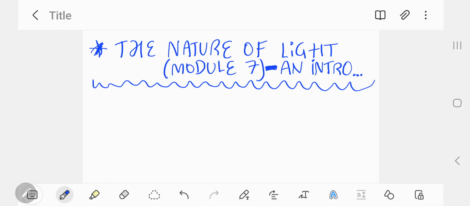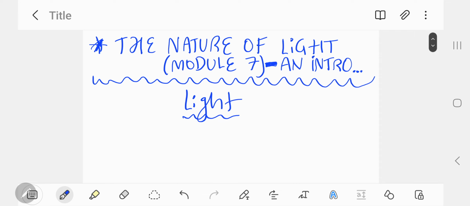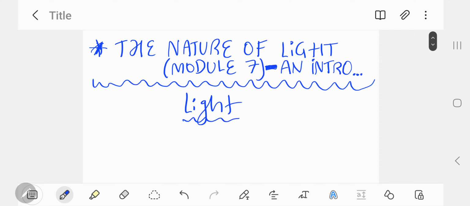This is a brief overview of the nature of light, Module 7, which is the second last module of the HSC physics course. And it basically explores the concept of light. Now, for centuries, thinkers have pondered the very nature of light. The very title of this module is the nature of light itself.